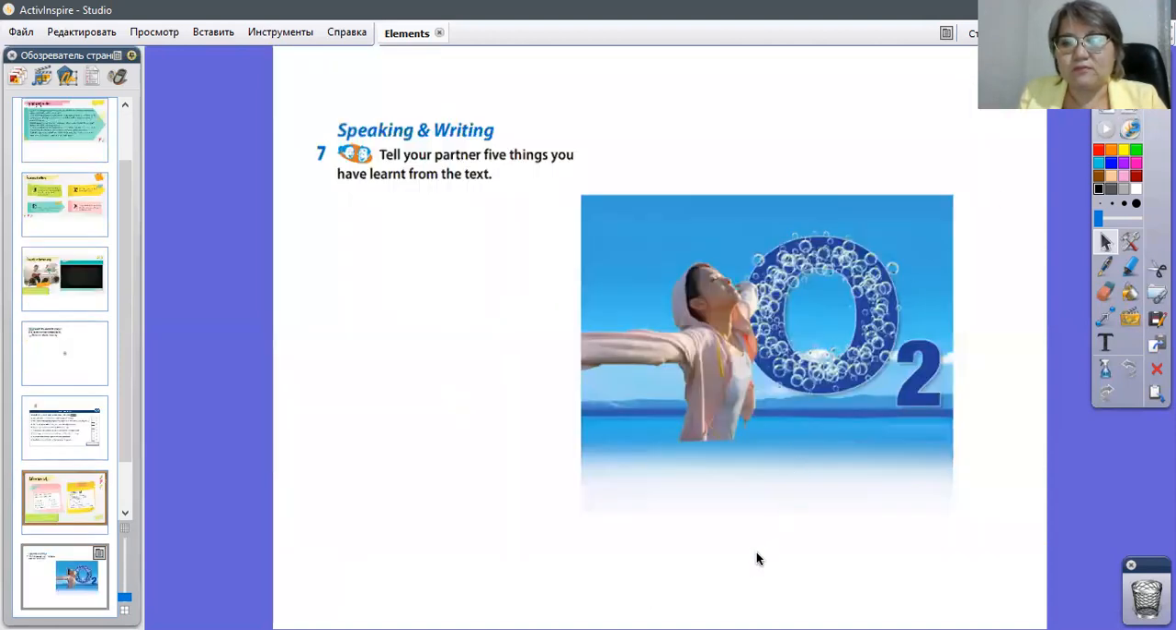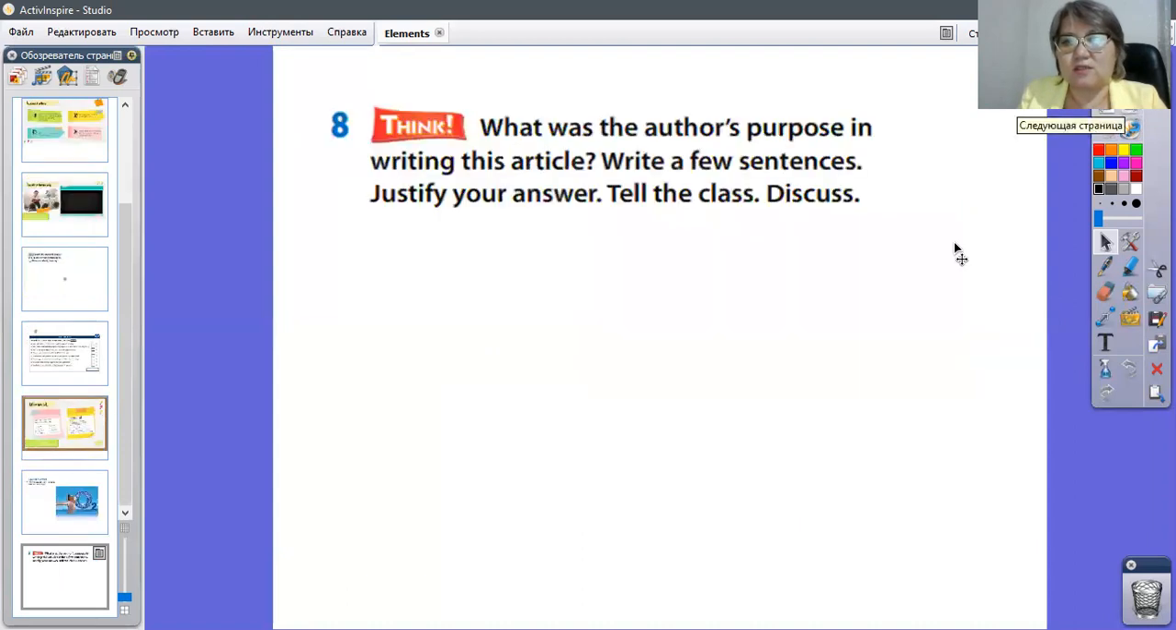Then in this activity, students work in pairs, and they tell us the 5 things they have learned from the text. And the other exercise is given here. They answer what was the author's purpose in writing this article. They write a few sentences, then justify their answer and tell the class.